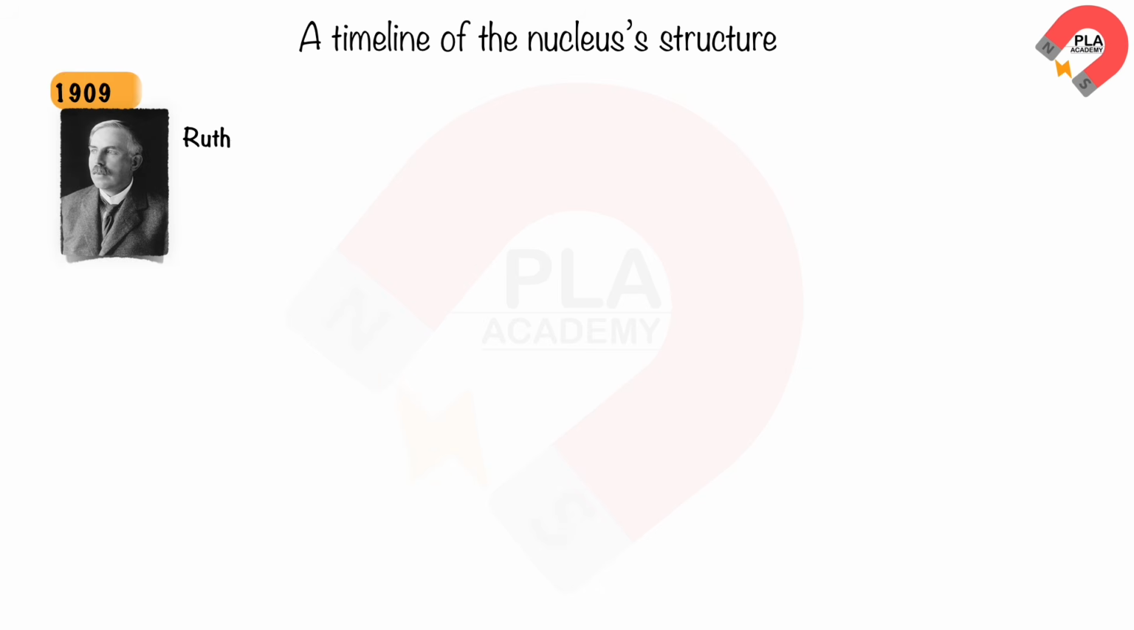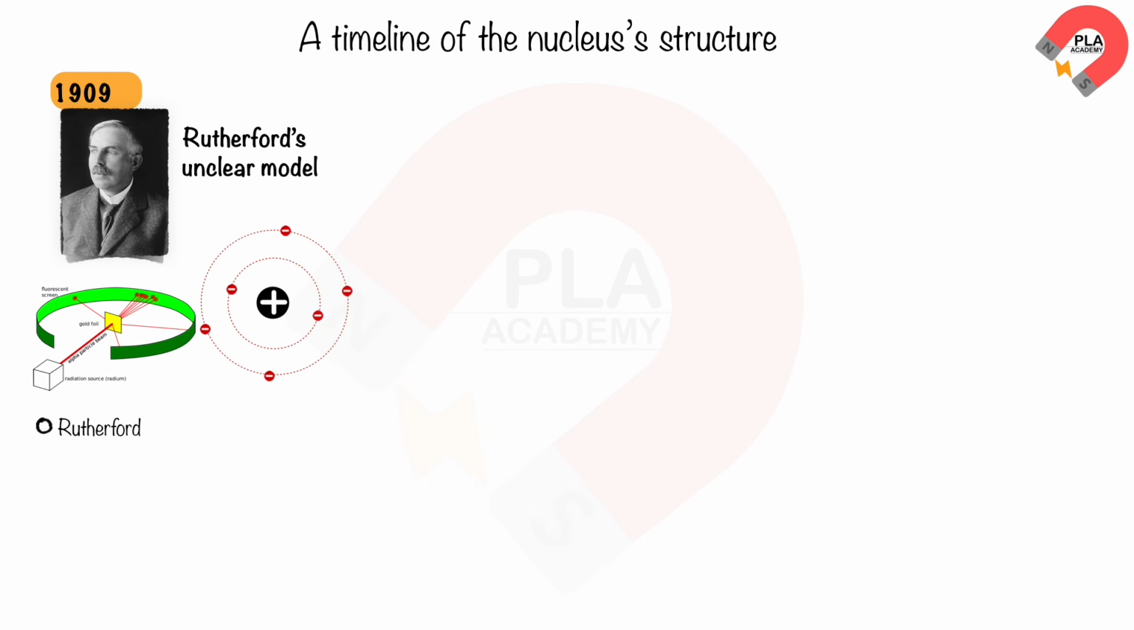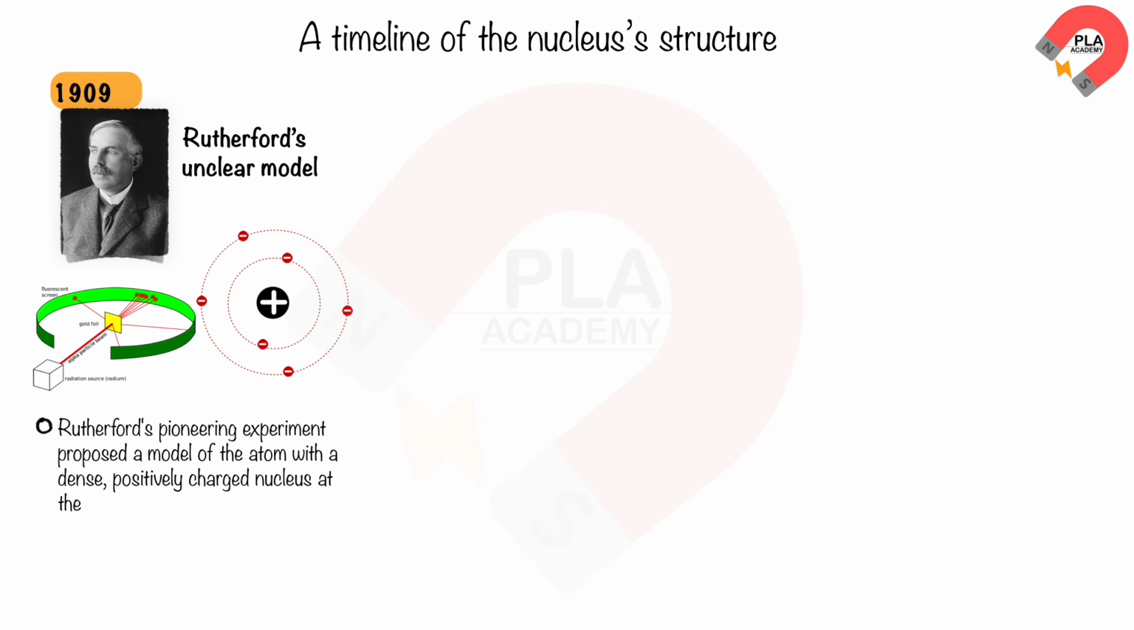In 1909, Rutherford's nuclear model. Rutherford's pioneering experiment proposed a model of the atom with a dense, positively charged nucleus at the center. However, this model didn't delve into the composition of the nucleus itself.